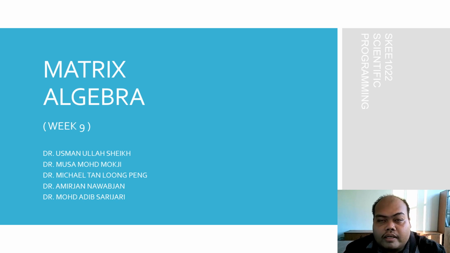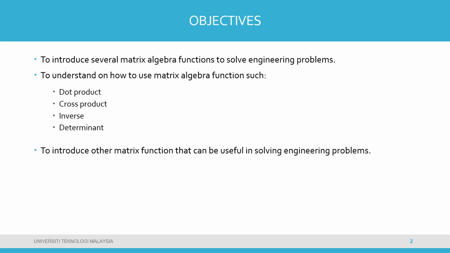So for today we will learn about chapter 9, which is metric algebra. In chapter 2 we already learned about this. This is just to recall what we have learned on metric algebra, and also we have a little bit of additional knowledge.